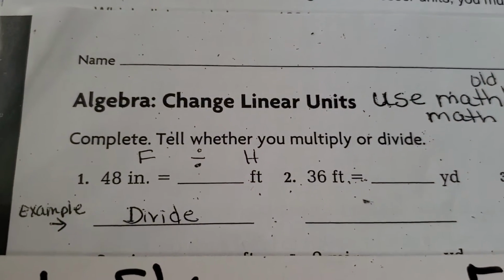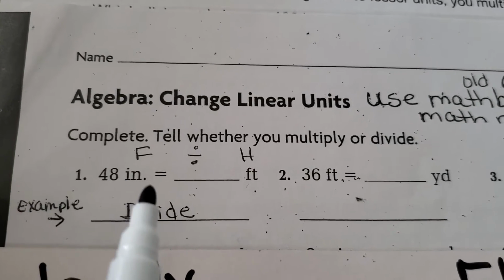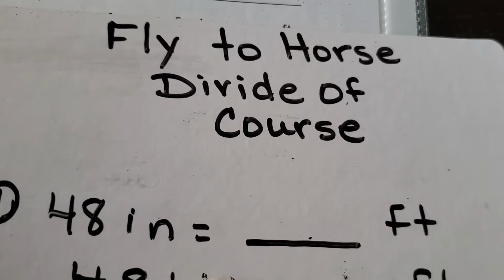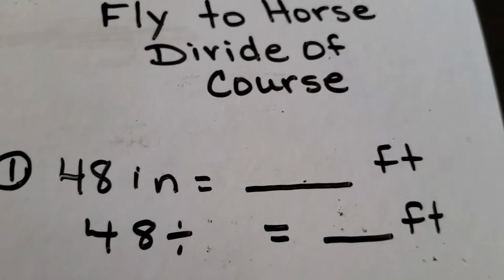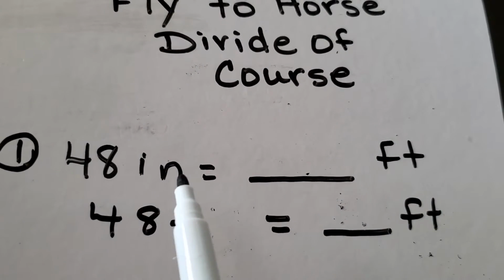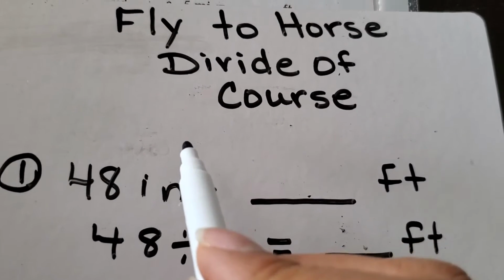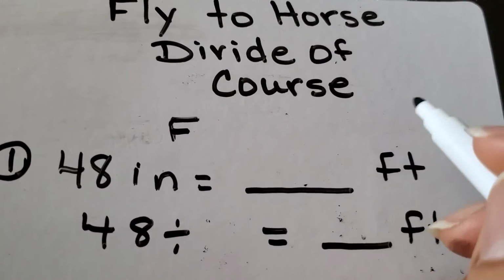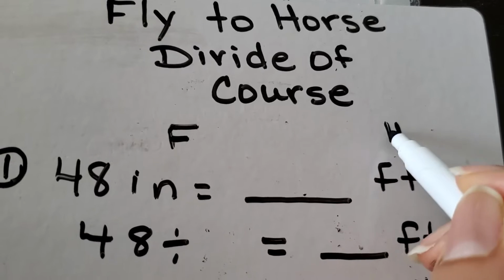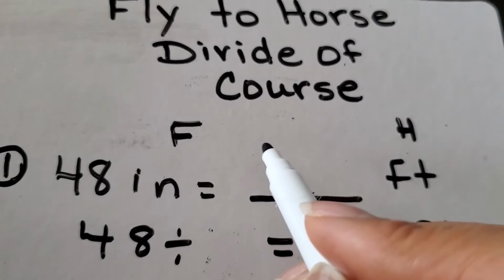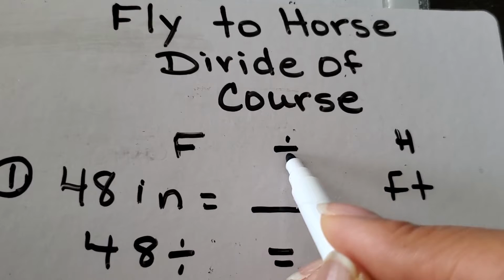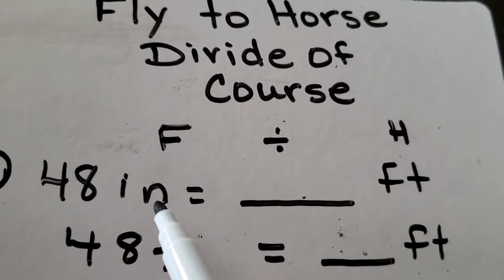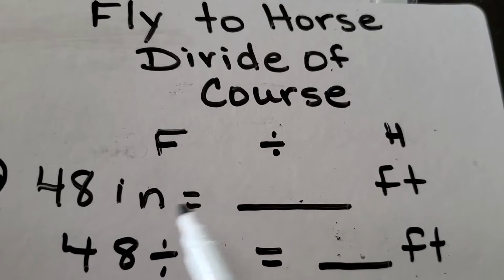Okay, so now, since we're going to divide, let's look at our problem. I rewrote it down here. I actually gave you the answer. Oh well. Okay, so again, inches to feet. So we are actually dividing. Let's rewrite F for fly, H for the horse. Fly to horse, divide, of course. Okay, so now you need to know how many inches are in 1 foot.